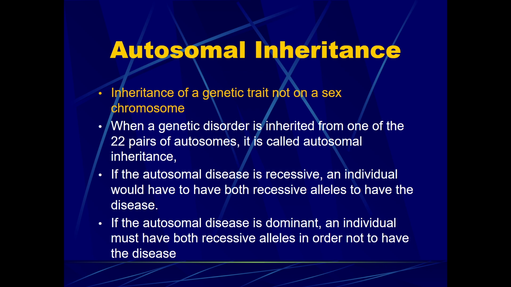We see a lot of autosomal inheritance show complete dominance as the method of inheritance, but that is not always the case. With complete dominance, if the autosomal disease is dominant, an individual must have both recessive alleles in order not to have the disease, because the homozygous dominant individual and the heterozygote would have the disorder.